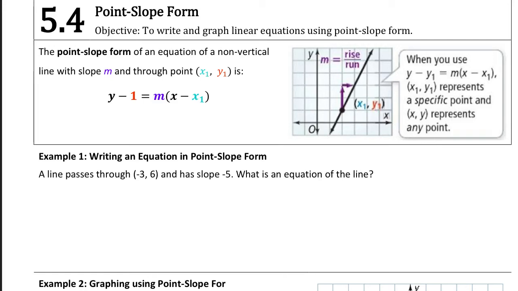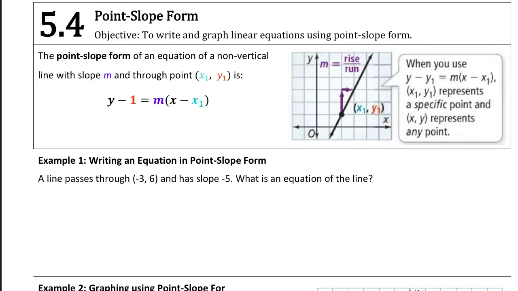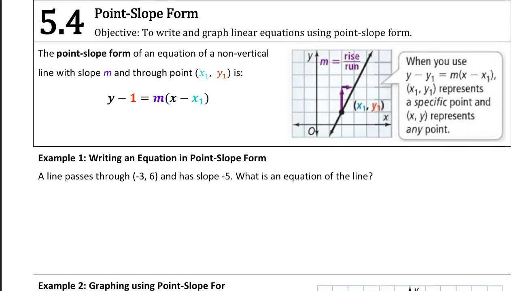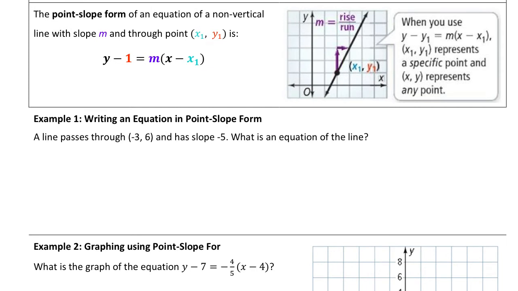Okay, so the next form of a linear equation we're going to learn is point-slope form. And in this form, basically from what it says, you need a point and you need the slope. So point-slope form is the form y minus y1 equals the slope times x minus x1.